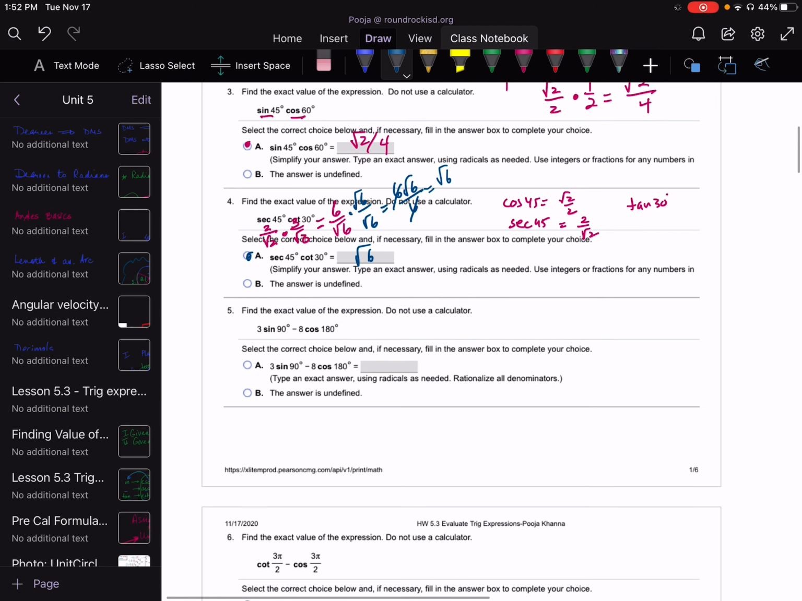Find the exact value of the expression: 3 times sine of 90 minus 8 times cosine of 180. Sine of 90 should be right here, 0, 1, so that should be 1. And cosine of 180 is this line, and if you look at the coordinate there, it's negative 1, 0, cosine should be negative 1. So this gives me 3, and then 2 negatives make a positive 8. This should be 11.